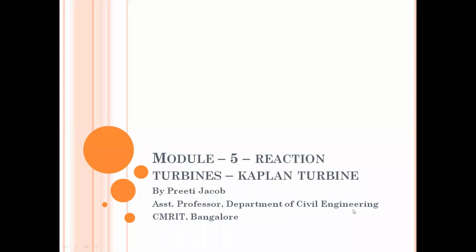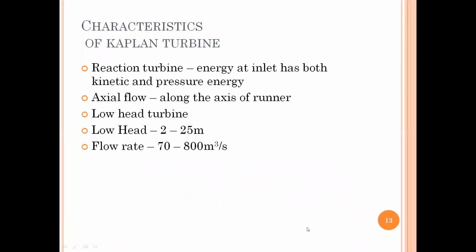Hi all. Today we'll do the second type of reaction turbine, that is your Kaplan turbine. So the characteristics of Kaplan turbine: it also is a reaction turbine. In a reaction turbine, the energy at inlet has both kinetic as well as pressure energy, like your Francis turbine. Now here the flow is axial flow. That means the flow happens along the runner, along the axis of the runner.